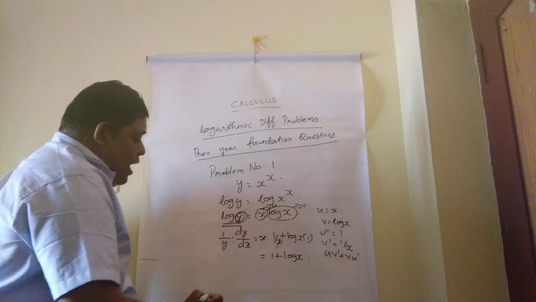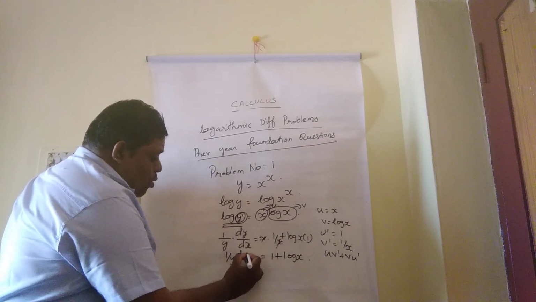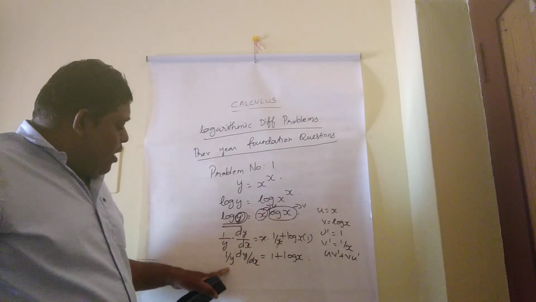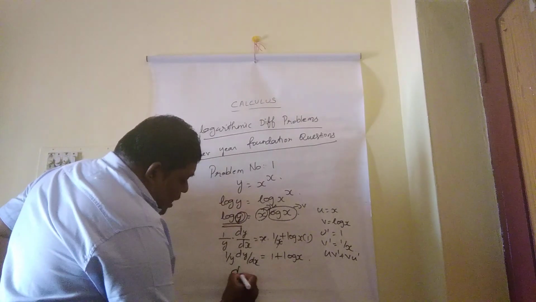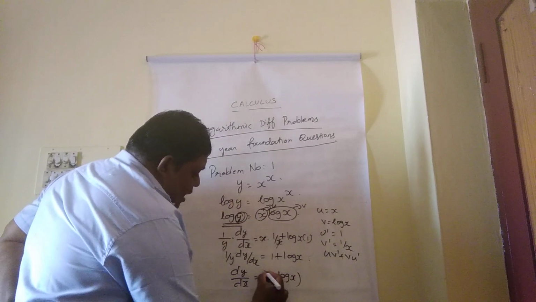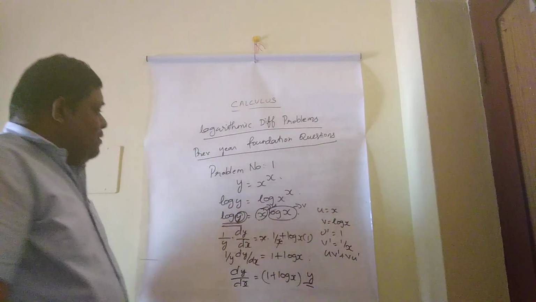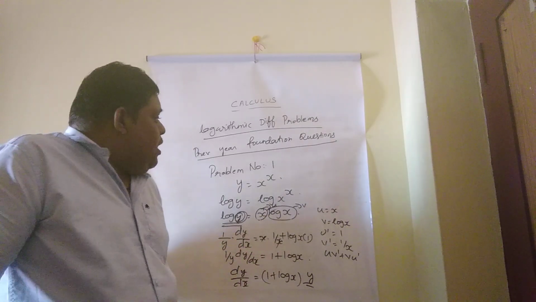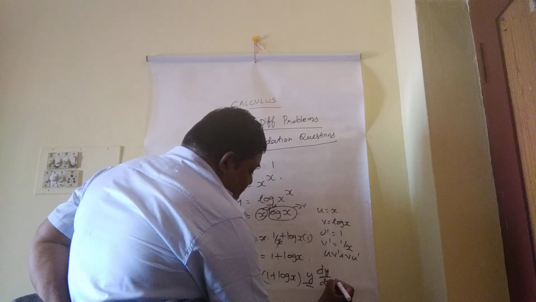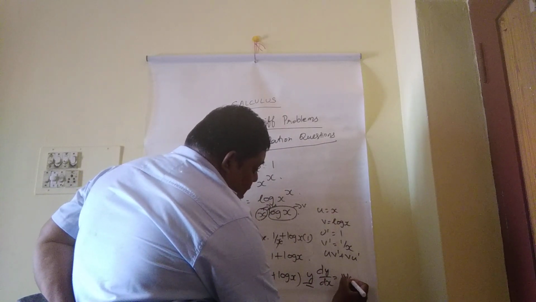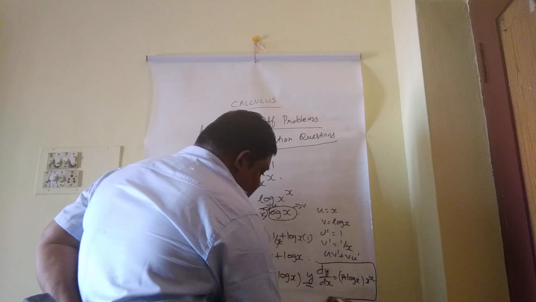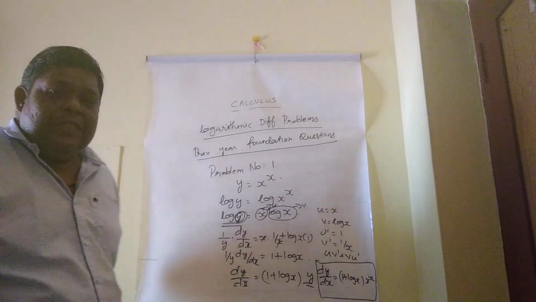So that is the right hand side. The left hand side is 1 by y into dy by dx. Now 1 by y comes to this side: dy by dx equal to 1 plus log x into y. Where y is equal to what? So the answer is dy by dx equal to 1 plus log x into x to the power x.